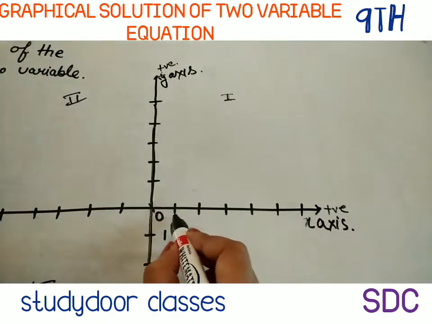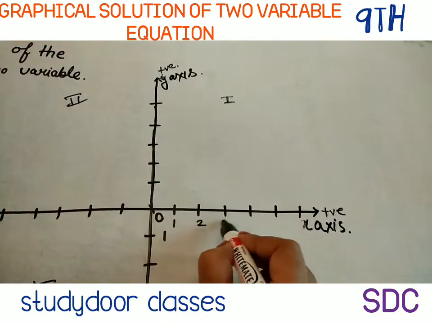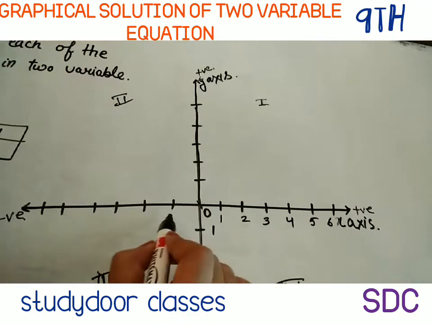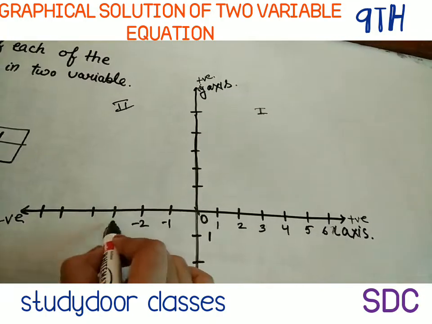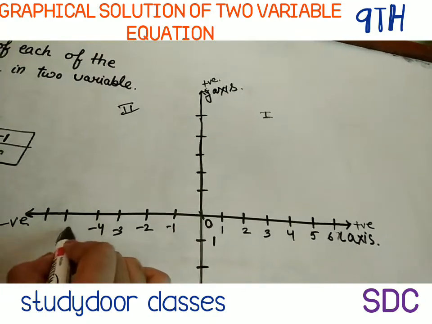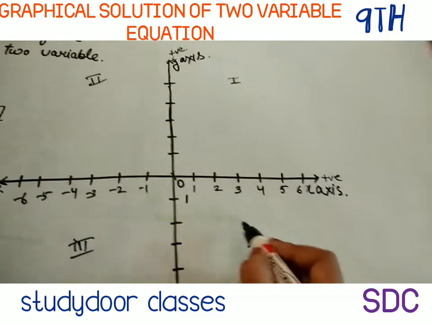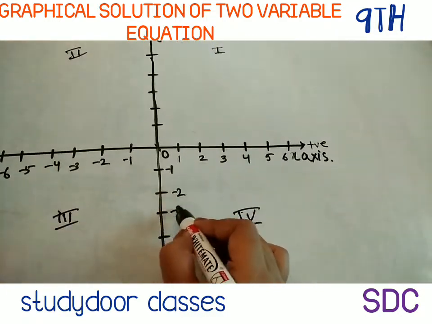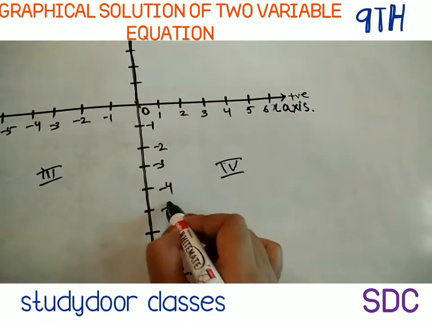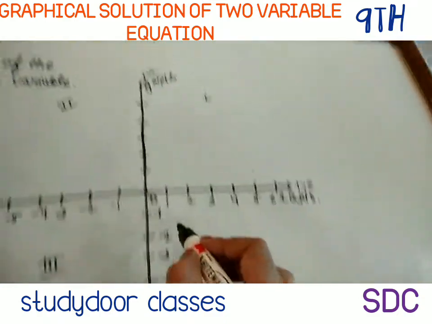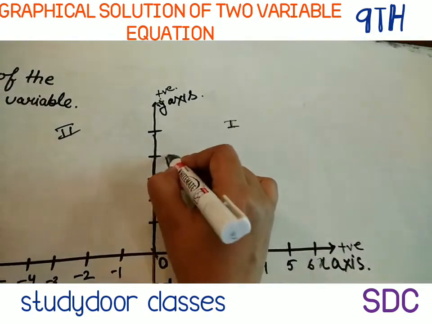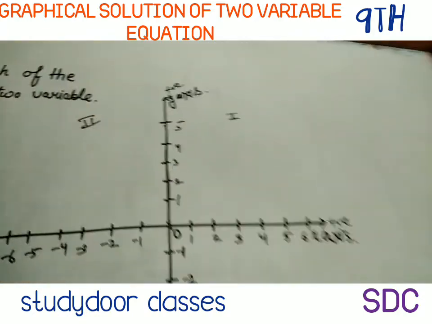negative. Then we take 1, 2, 3, 4, 5, 6. Minus 1, minus 2, minus 3, minus 4, minus 5 and minus 6. Minus 1 below, minus 2, minus 3, minus 4, minus 5 and minus 6. Here the points will be positive 1, 2, 3, 4 and 5.